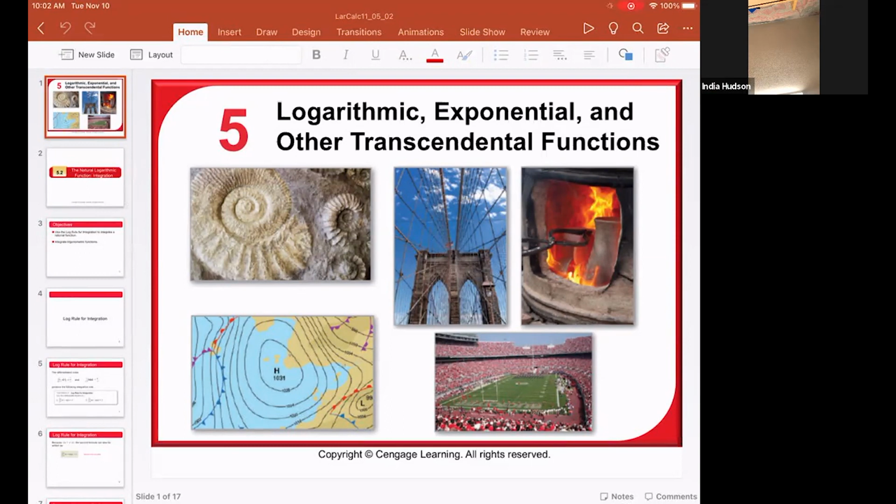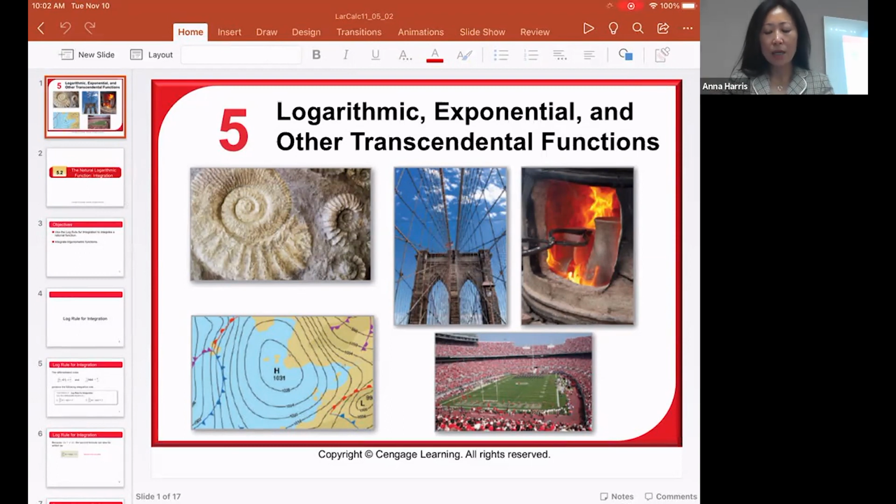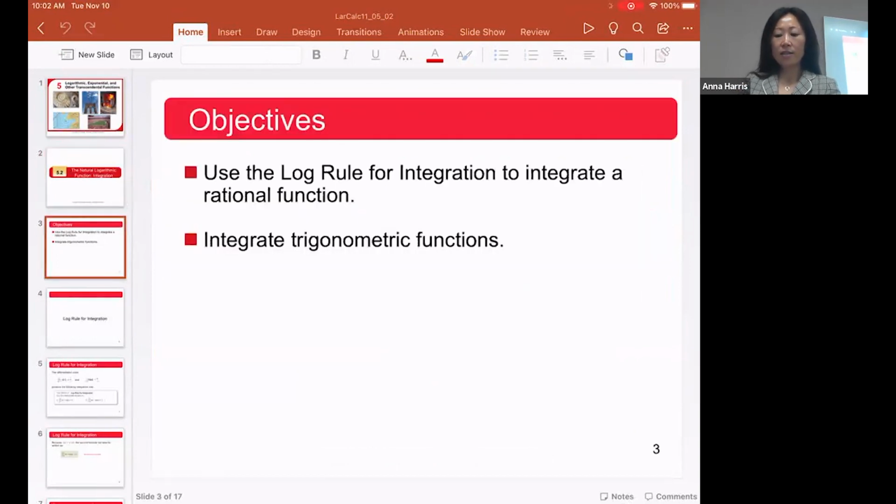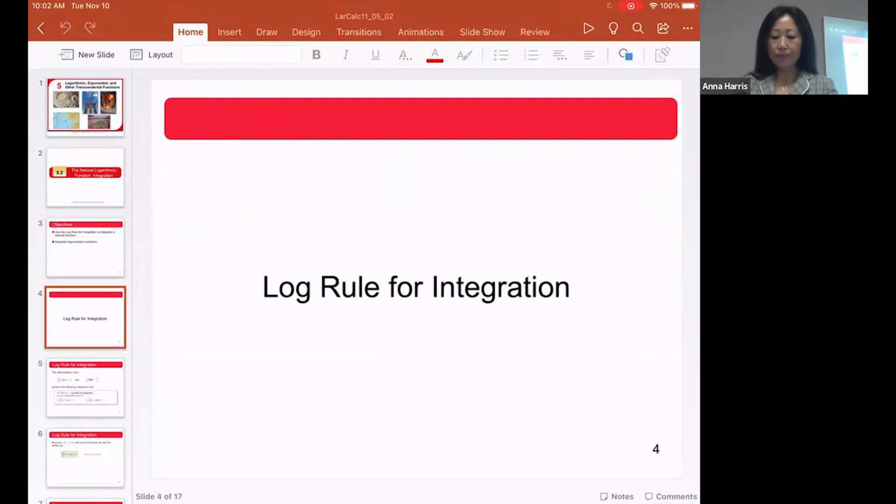Then let's move on to 5.2. 5.2, logarithmic, exponential and other transcendental functions. That's chapter 5. 5.2 specifically, we're going to look at the natural log function and integration. Use the log rule for integration to integrate rational functions and integrate trigonometric functions.